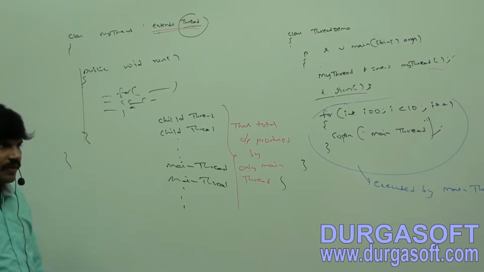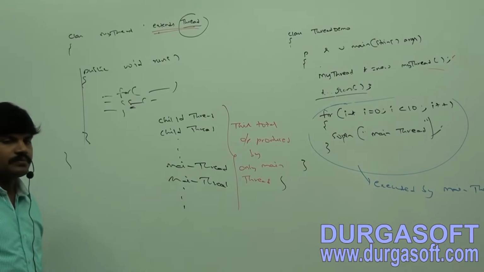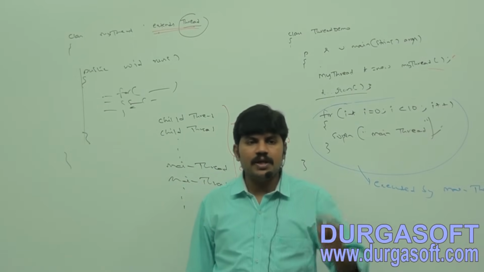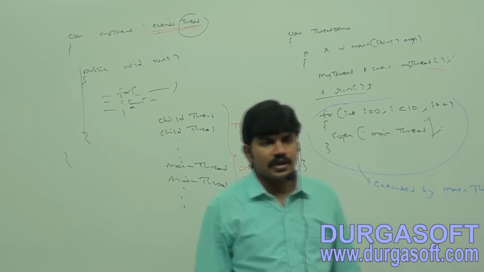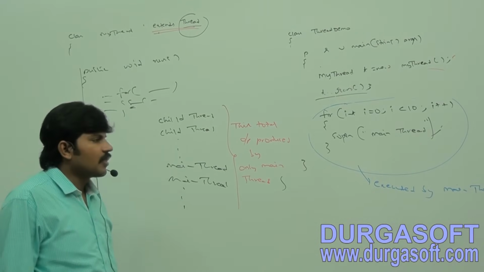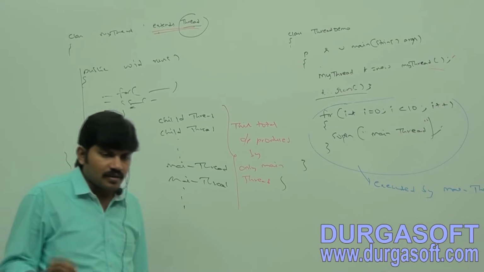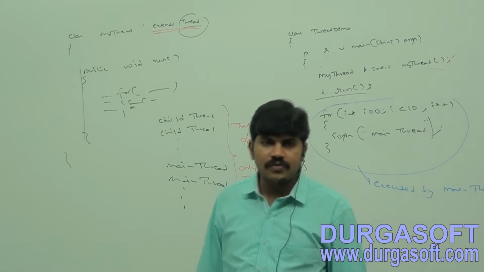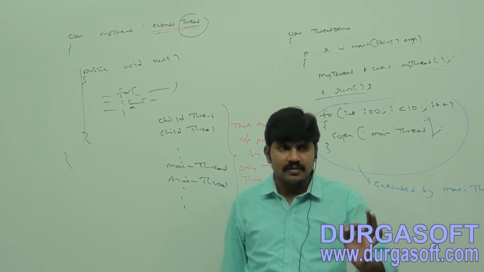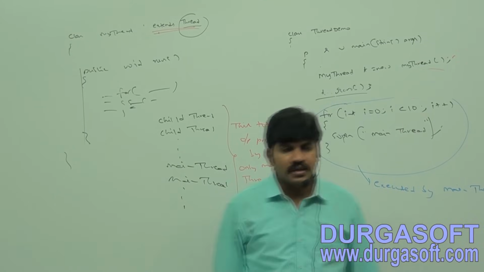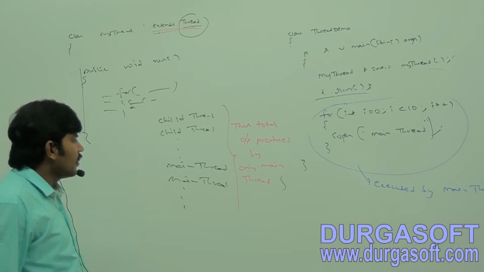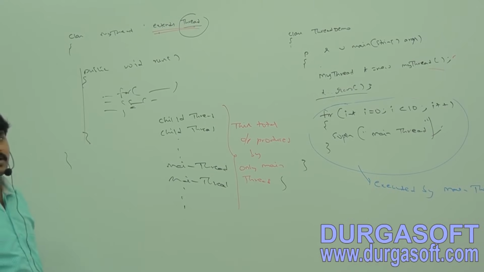Hence, next para. Hence, in the above program, if we replace T dot start with the T dot run, then the output is... can I spell out what the output is?